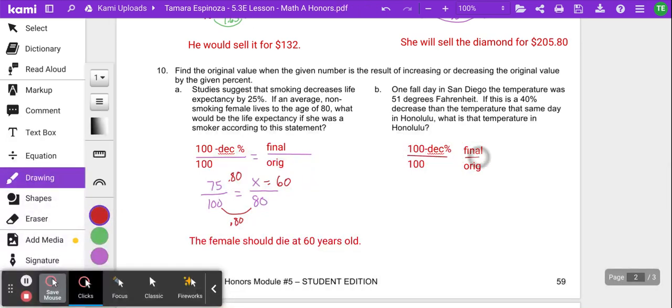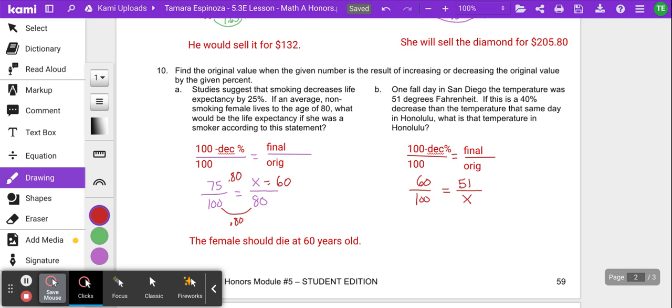Okay, so we see the 40%. So that one's easy. Everyone gets that part right. 100 minus 40 is 60%. But we have to decide, what was the original? The San Diego temperature, it was a decrease. So it was the final. It was after the decrease. So 51's on top. Honolulu is warmer, so we have to put it on the bottom.